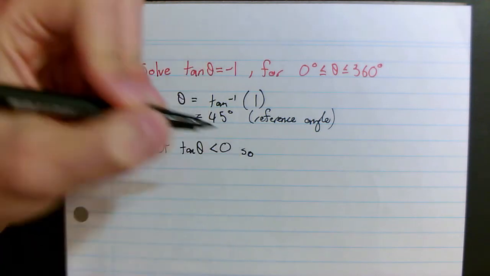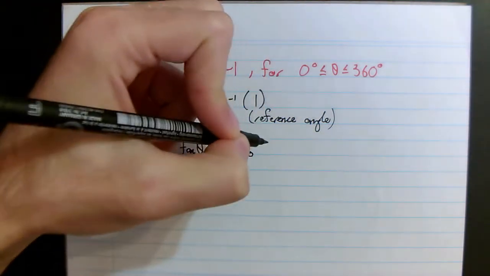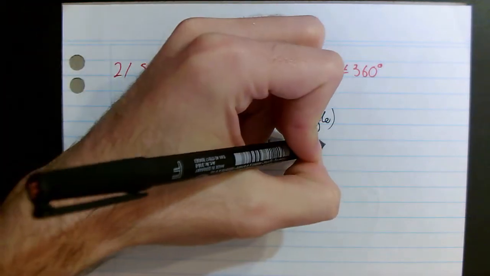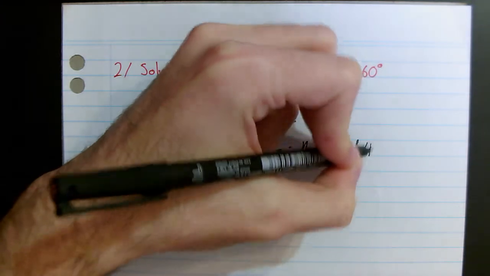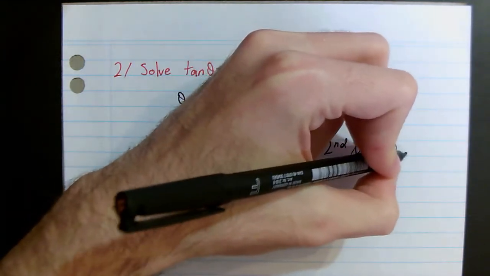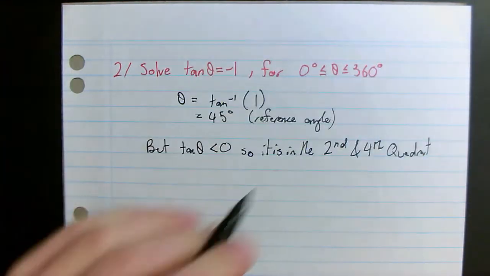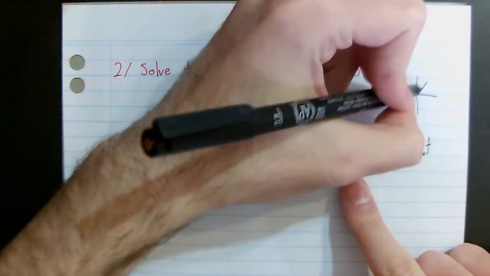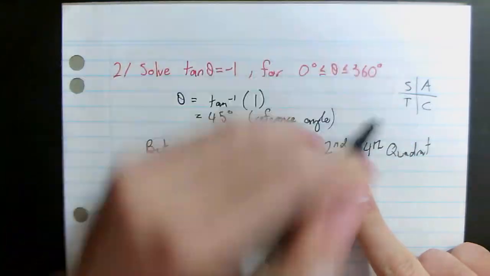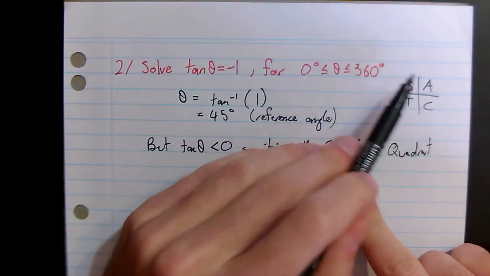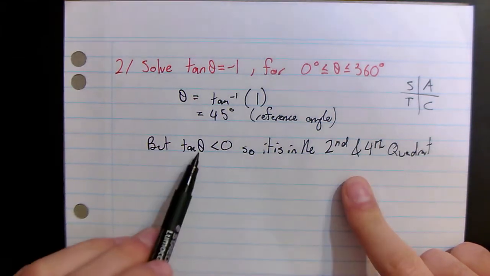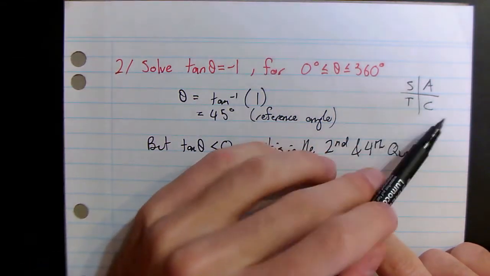So it is in the second and fourth quadrant. Okay. So just remembering, it's A, S, T, C. So all of them are positive in the first, sine in the second, tan, and then cos. So where is tan negative? And that's going to be the second and fourth quadrant.